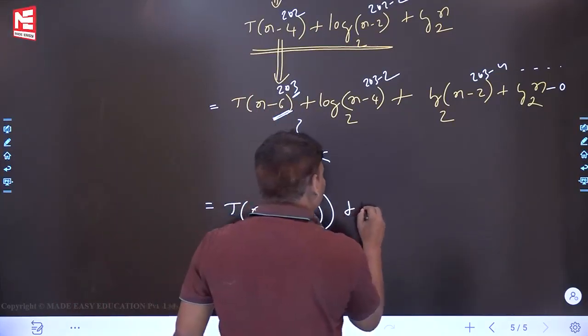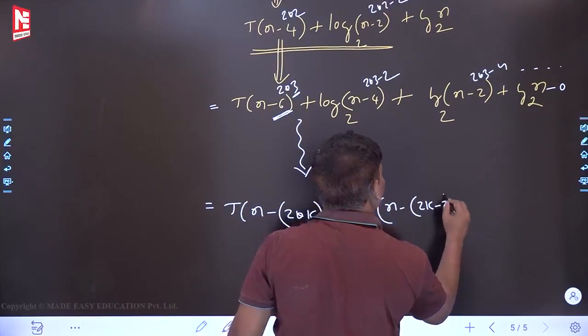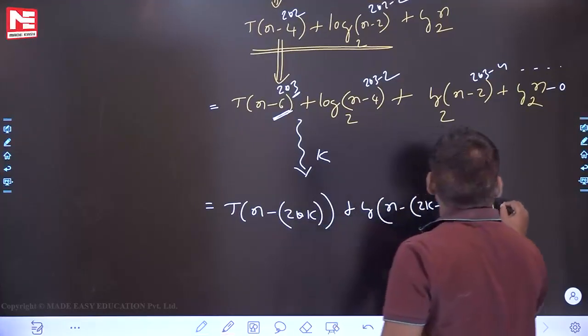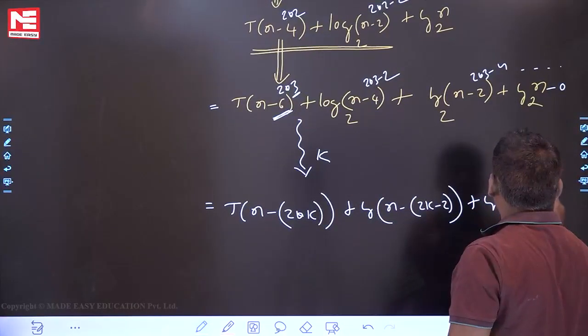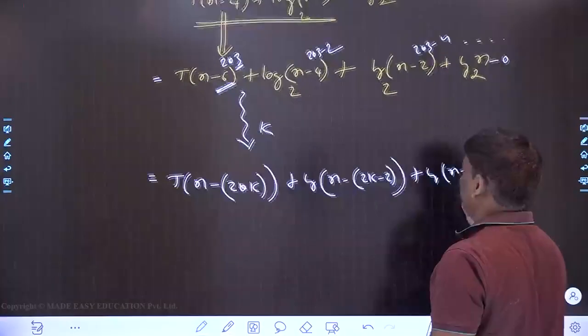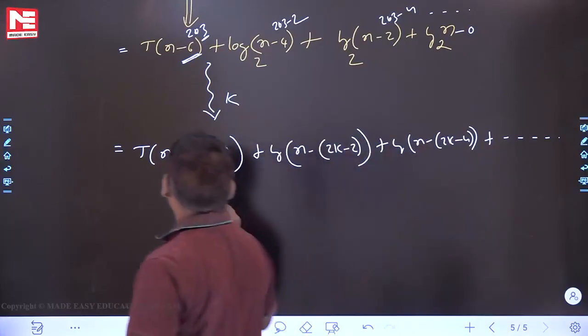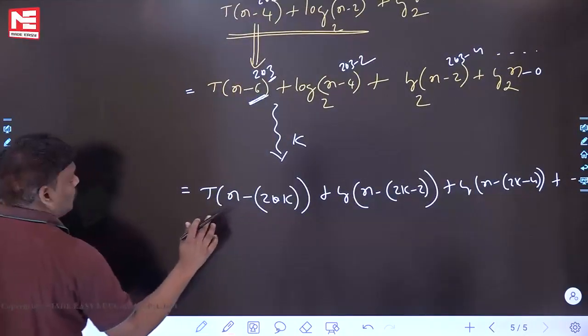Next one. What about this one? Log of, what is the answer? N minus 2 into k minus 2. Next one, log of n minus 2 into k minus 4. It will continue. Next one, if you do k times, that is the story.